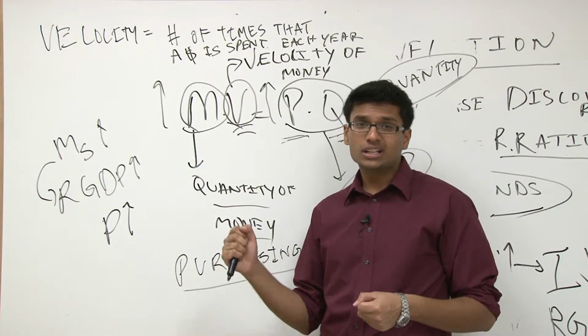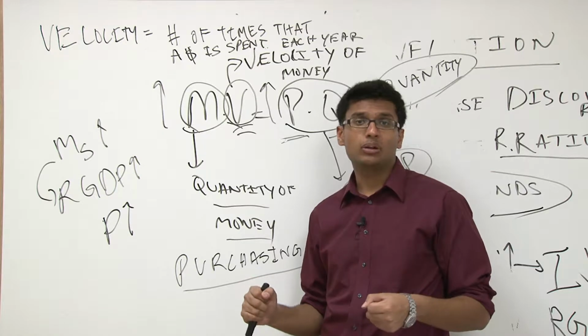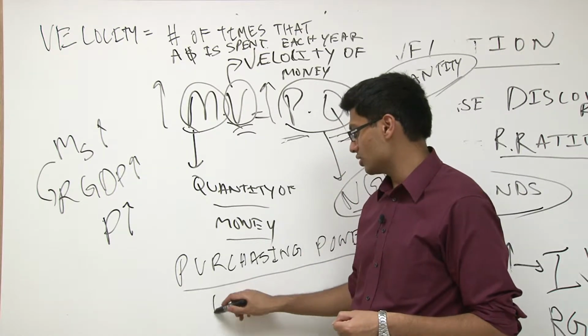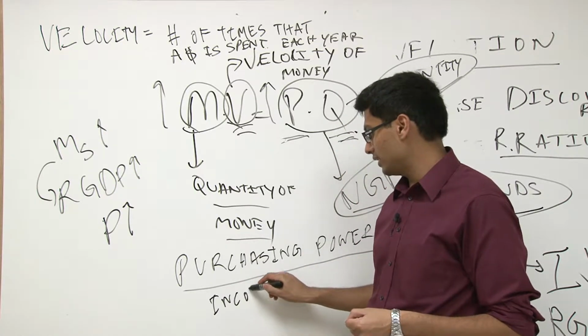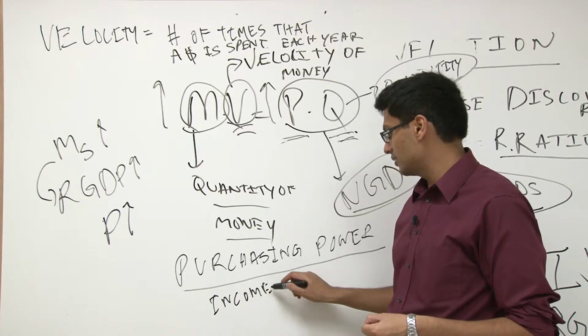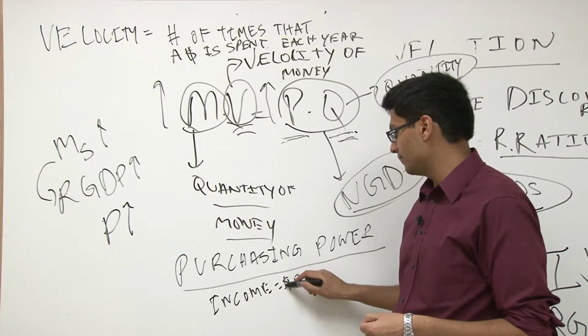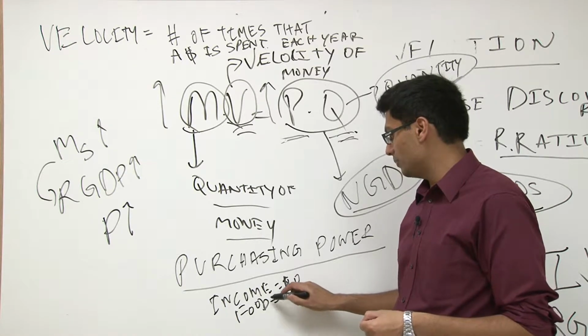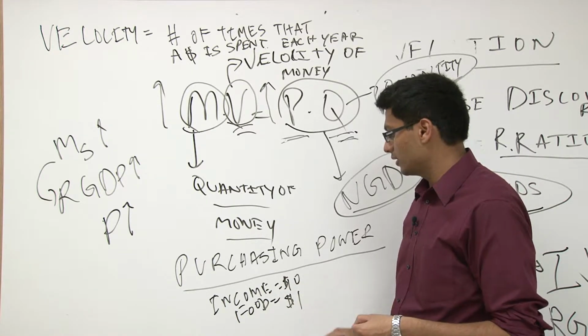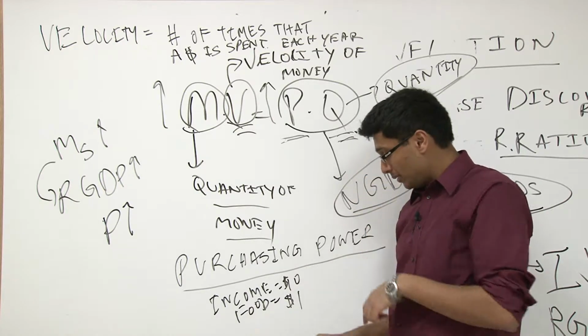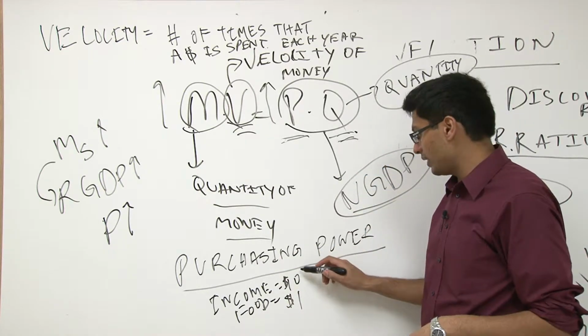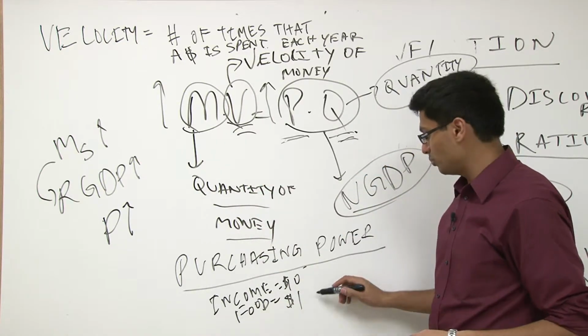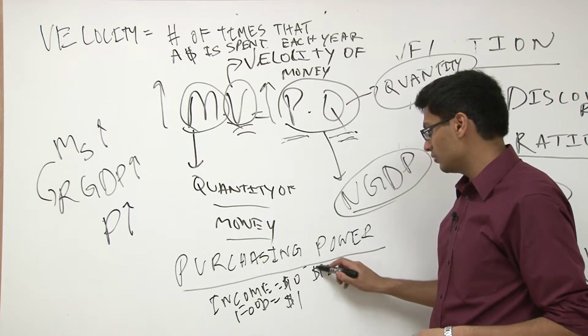So say you make $10 and a bagel costs $1. So you make $10, your income, right? Income is $10, and food, whatever you want in the morning, whatever you buy, costs $1. Okay? Now imagine the economy is a little better, so our GDP has gone up, and you make $12 now, right?